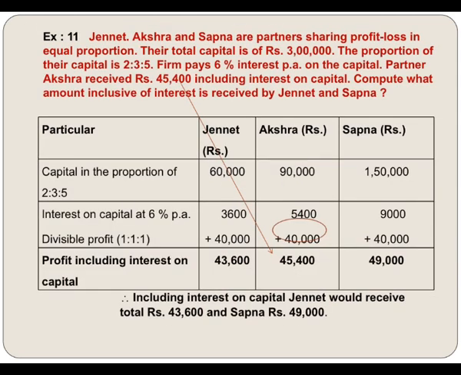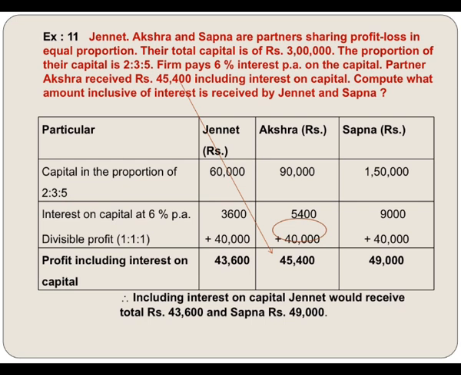Now question number 11, and this is the last illustration of the textbook. Janet, Akshara and Sapna are the partners sharing profit and loss in equal proportion. Their capital is 3 lakh rupees. The proportion of their capital is 2:3:5. The firm pays 6% interest on capital.